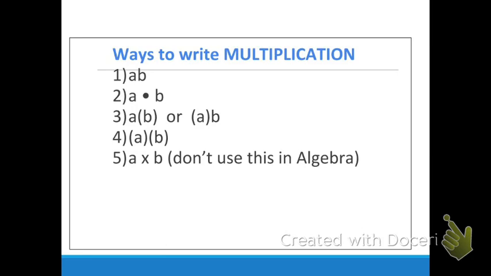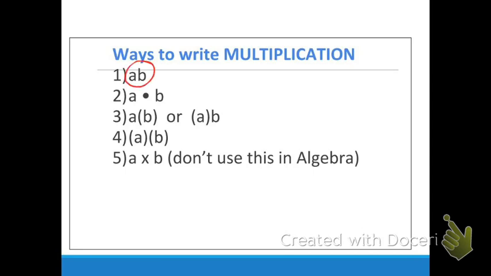So if you see a letter and a number, or two letters next to each other, that means multiply them. Okay? So this is the most common way that you will see. I don't know if it's necessarily the most common, but to me, the most common way you're going to see it in 6th grade is you're going to see a letter next to a number, or you're going to see two letters together. And that means that you're going to multiply them. So this is a very common way for people to write multiply.